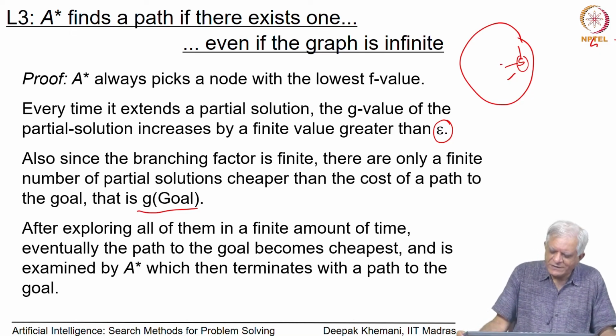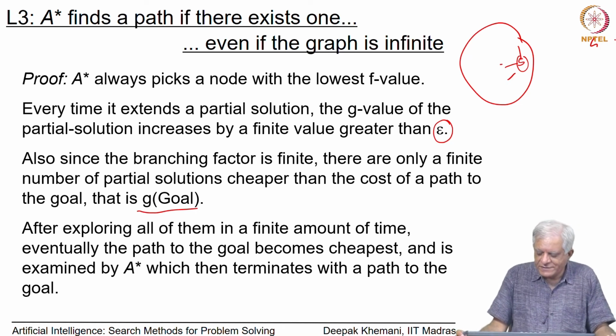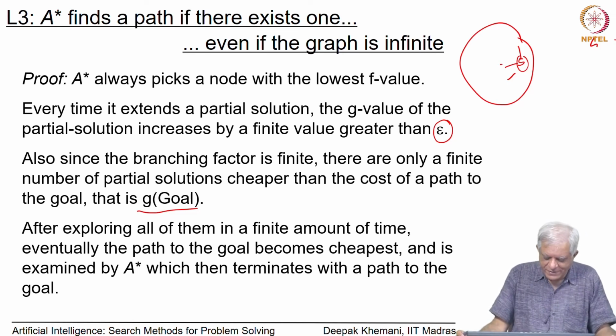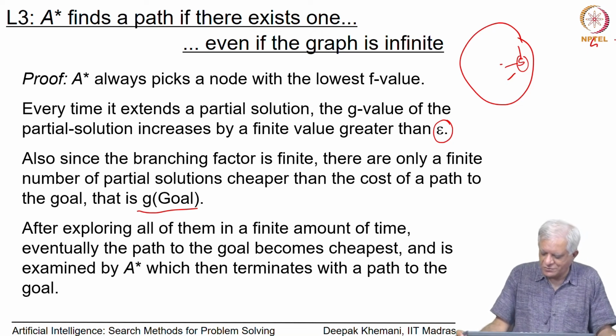So, at some point the goal node will appear on open, and at some point its g value, or f value, will be the smallest, and then it would pick that node G for expansion. So, it will always terminate by finding a path to the goal node.